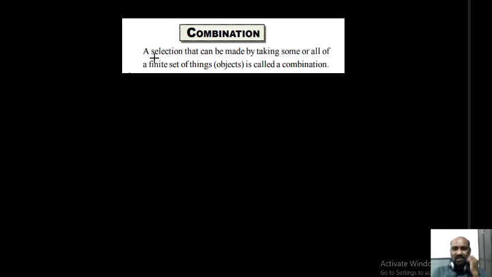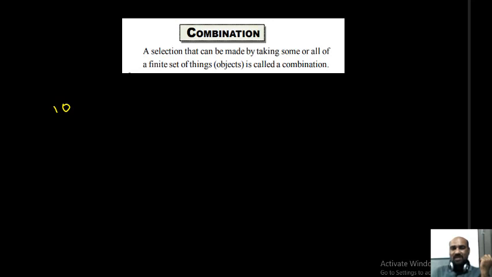Students, combination means a selection that can be made by taking some or all of a finite set of things or objects is called a combination. Listen students, a selection that can be made by taking some or all of a finite set of things or objects is called a combination. For example, 10 persons are there, we want to select 3 persons. How many ways you can select says combination.